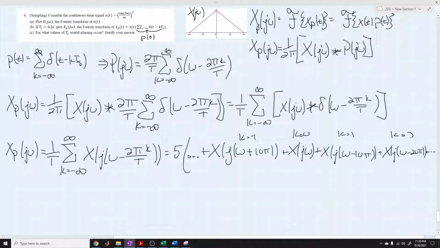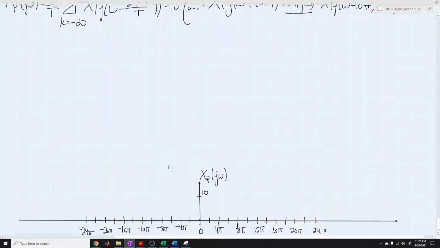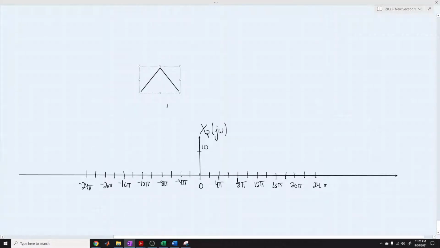So what we have is just a replica of our signal X of j omega. We have one of them at the origin, right? And then we have this little apex here, and we just have this replica every 10 pi, just up and down. So if we come here and let me move this up.